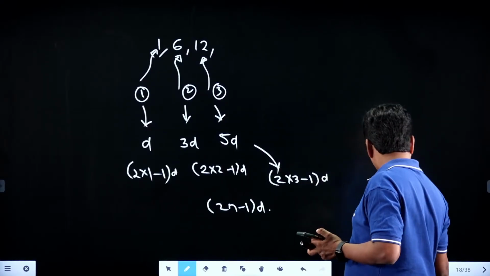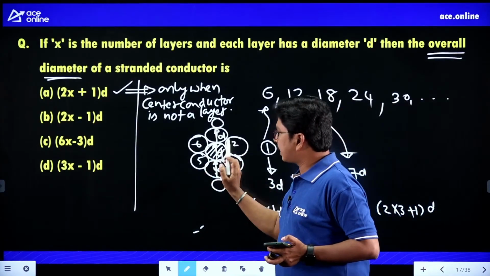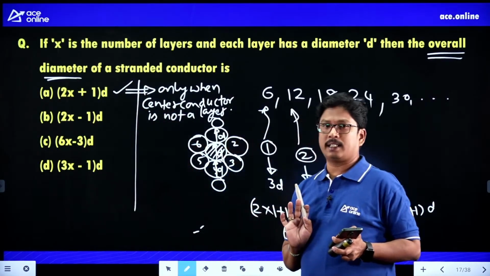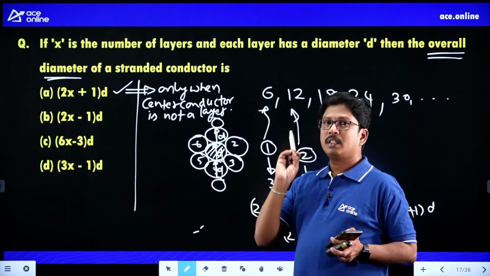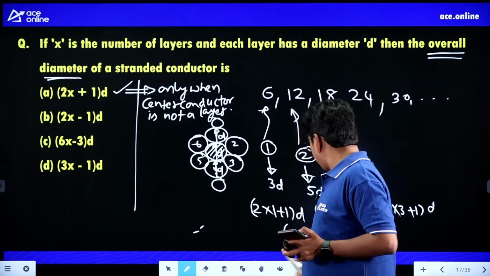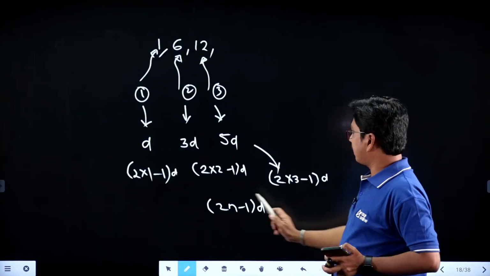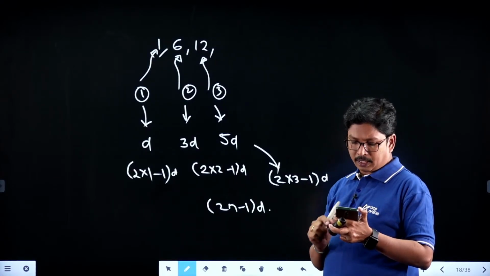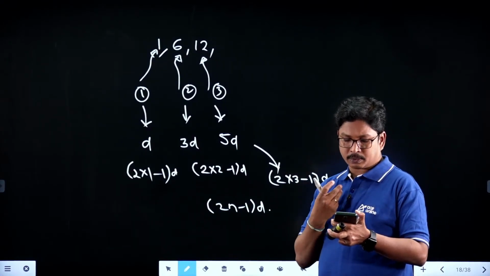Normally we are not going to consider the center conductor as a layer, so that we can give option A as the correct answer. But sometimes they will ask you to consider the center conductor also as a layer, then the overall diameter will be 2n minus 1 into D. And similarly, if the diameter is given, we will also discuss that one.